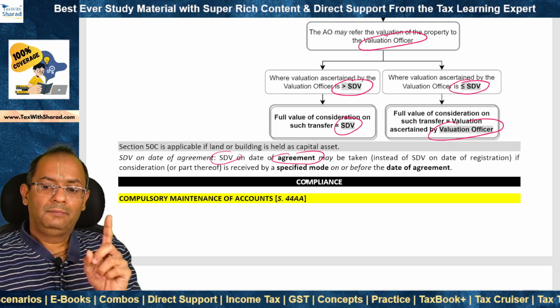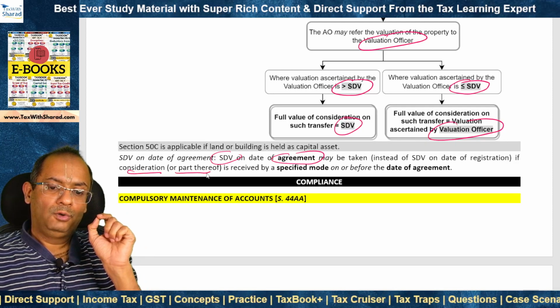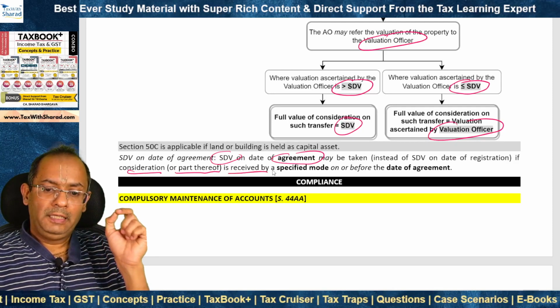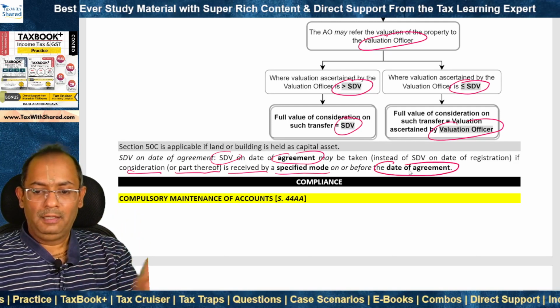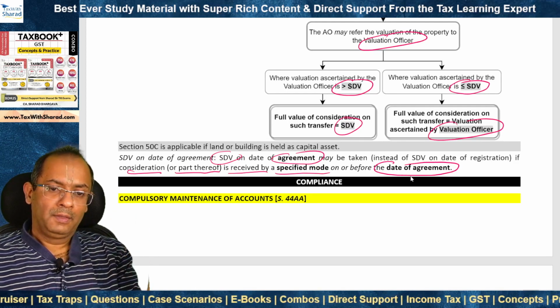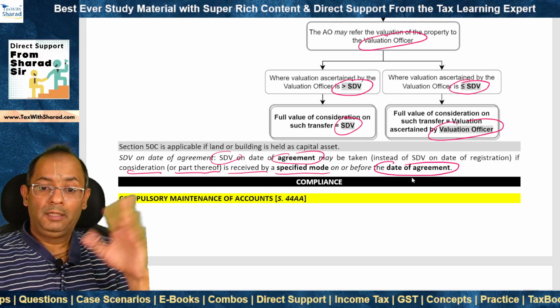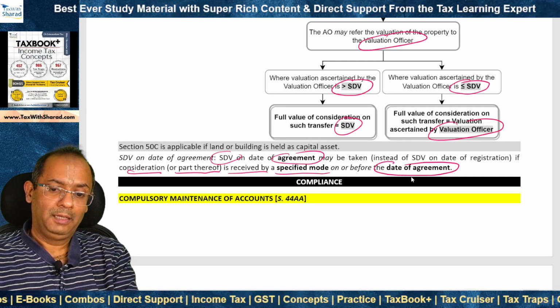But if one condition is satisfied, what is that condition? That the consideration, maybe the whole or a part, should be received by a specified mode on or before the date of agreement. Specified mode is the same that we have looked at in the context of disallowance of expenditure of more than 10,000 made by non-specified mode. The same specified modes are applicable here as well.